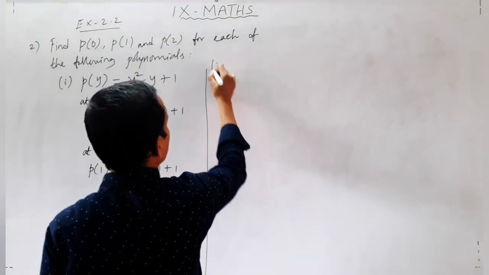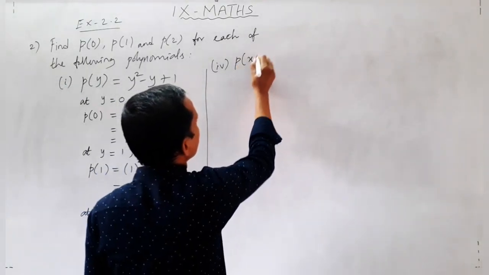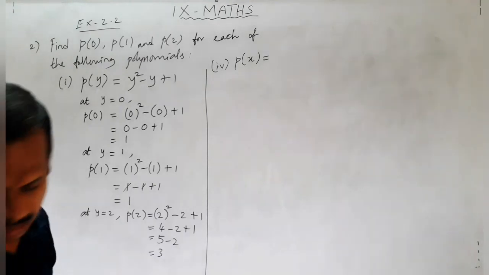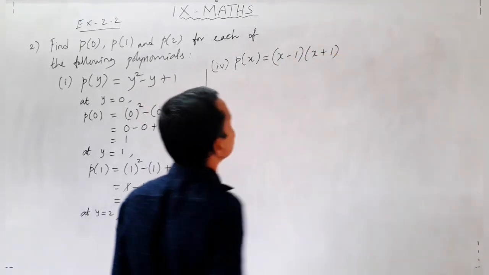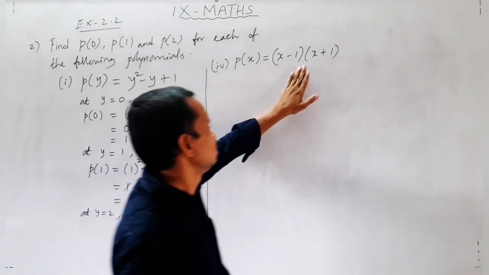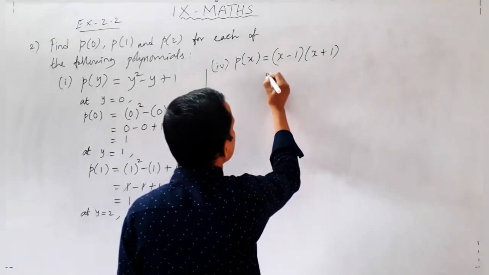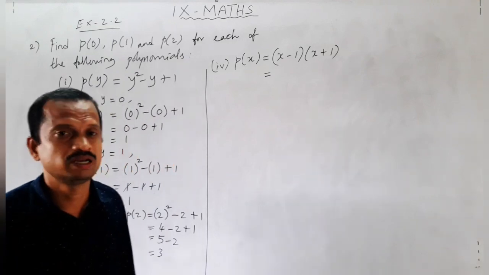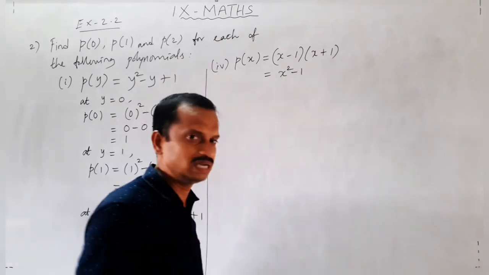Option 4. It is given p of x equal to x minus 1 into x plus 1. Clear? X minus 1 into x plus 1. So you can leave it as it is, or if you want you can simplify. So what is this? X minus 1 into x plus 1. It looks like the a minus b into a plus b identity. So a square minus b square. So your x square minus 1 will come.